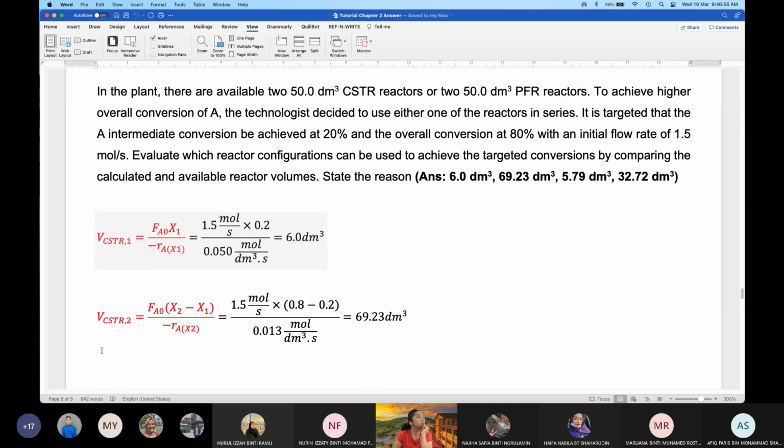Okay, so we always start first with CSTR lah, CSTR is the easiest calculation. Okay, so now we calculate the first CSTR. The volume of the first CSTR, if you forget, okay, don't worry, as I told you, it's an open book. You can always refer to the notes. Okay, so the formula is volume CSTR1 equals FA naught X1 per minus RA at your X1, or at your intermediate conversion. Okay, so your FA naught is 1.5 mole per second. We have already identified from the question. X1 is 0.2, your conversion at the first reactor, intermediate conversion, divided by minus RA at X1, maksudnya minus RA when your X is 0.2.